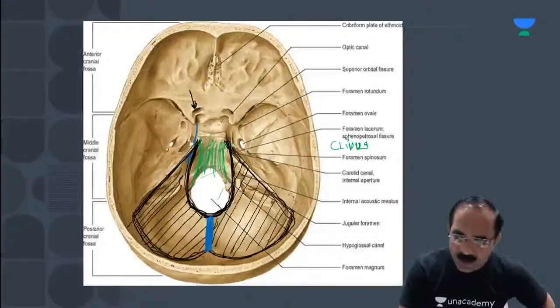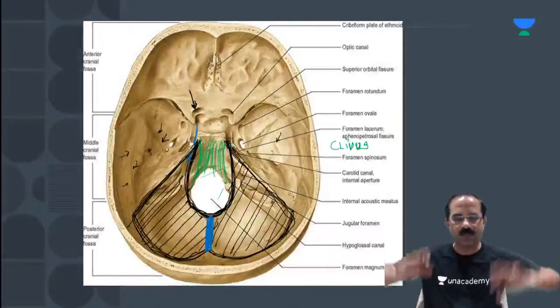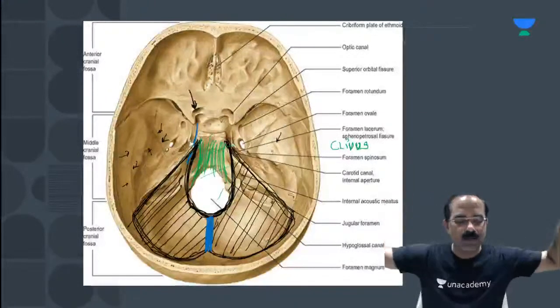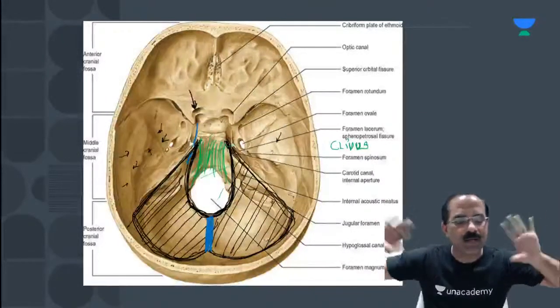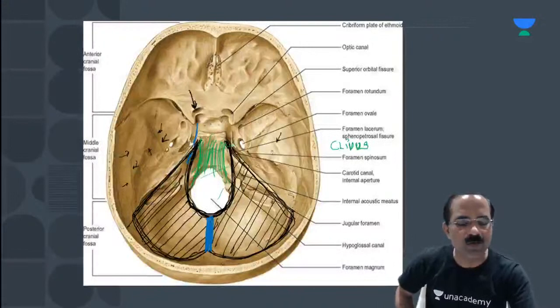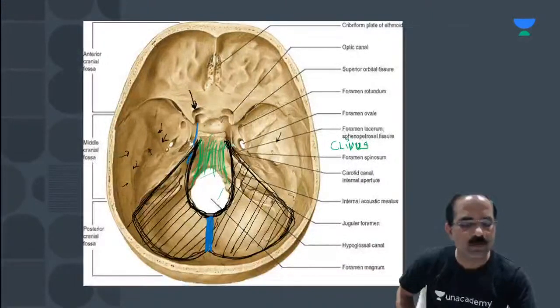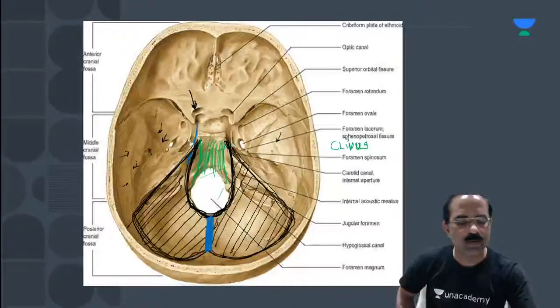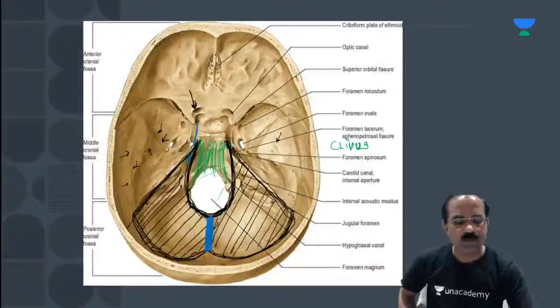And what are these markings of? Do you see these markings? Look. What are these markings of? On the skull bone, from inside, there are the markings of something. What are those markings of? Anyone? Those are the markings of.